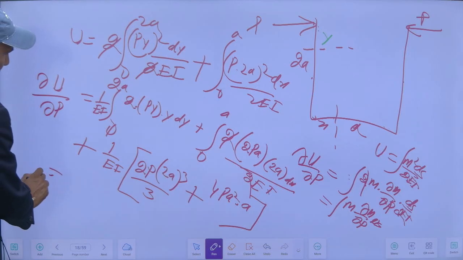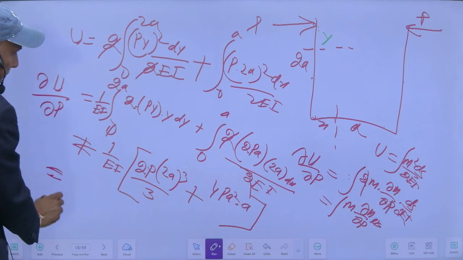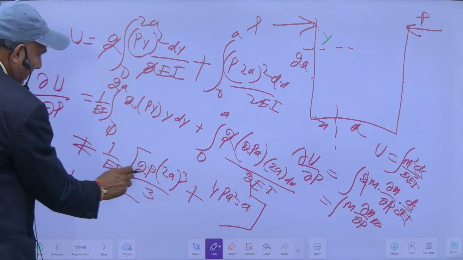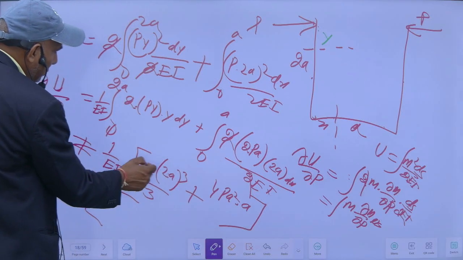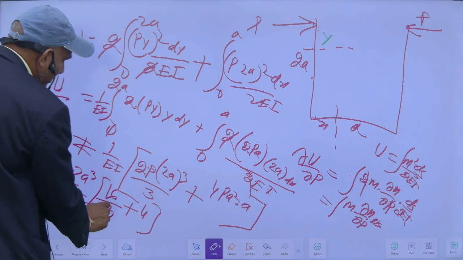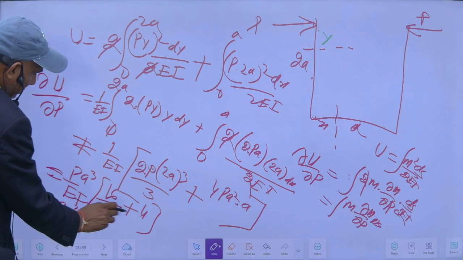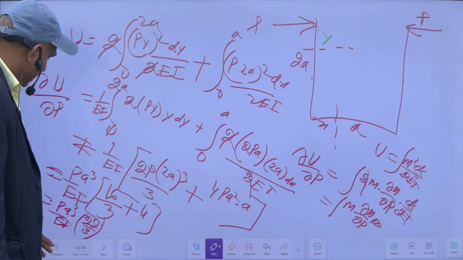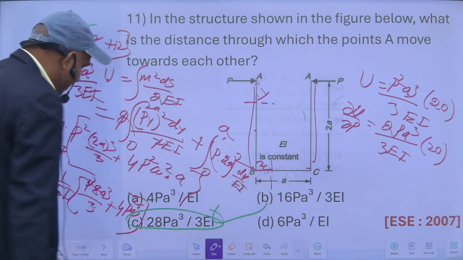So one upon EI, this P into A cube I can take common. So this will be 8 into 2, 16 upon 3 plus 4. This will be PA cube upon EI into 28 upon 3. So 28 upon 3 PA cube upon EI means this one is the right option.